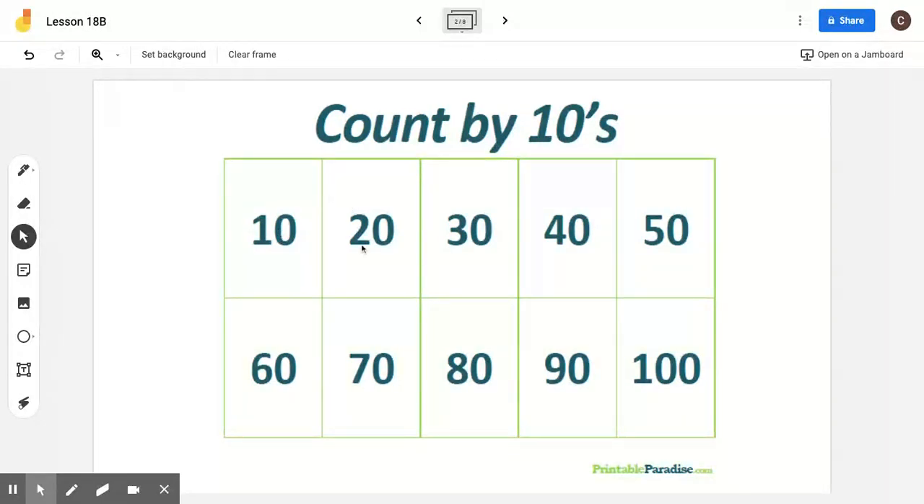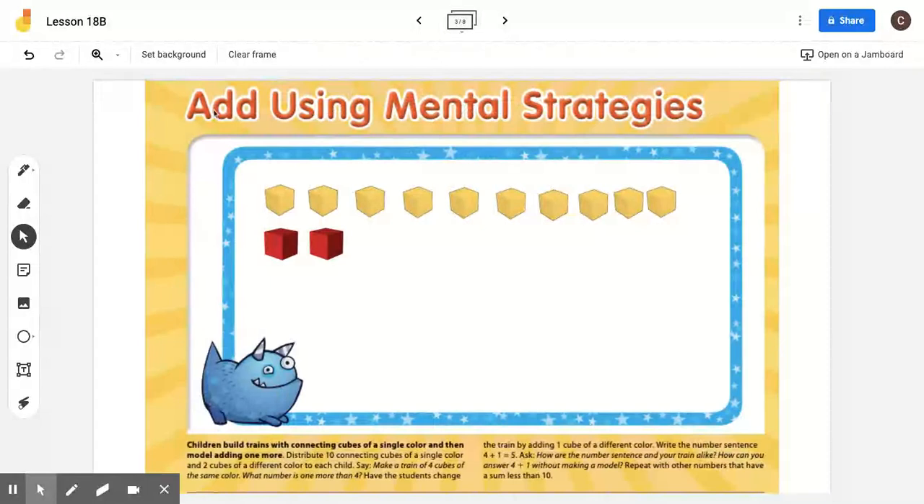10, 20, 30, 40, 50, 60, 70, 80, 90, 100. All right, let's do it again, but this time you count with me. We're counting by 10s to 100. Ready? 10, 20, 30, 40, 50, 60, 70, 80, 90, 100. Great job. All righty, now let's get into our lesson.